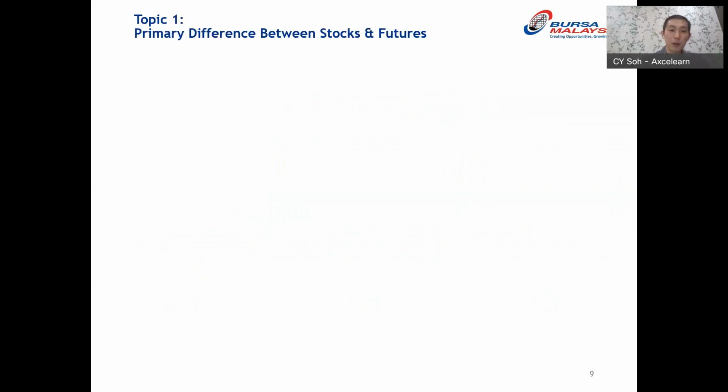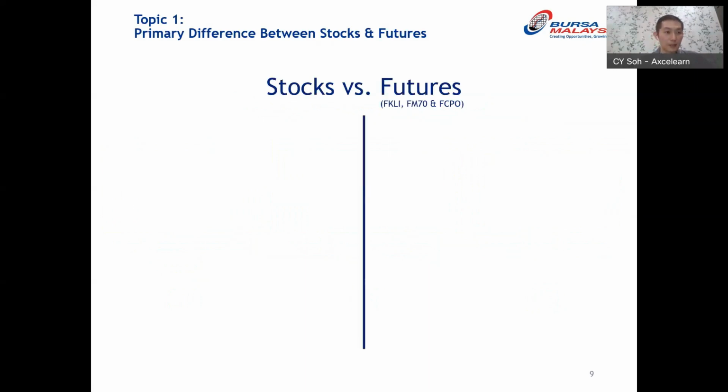Now, let's come back to the primary differences between stocks and futures. Some of the answers you already know, but some of it I want to cover in greater depth. Generally in Malaysia, we have the stock market as well as the futures market. In the futures market, we have the popular FKLI, FM70, as well as the FCPO market. So let's look at the differences. In stocks, of course, you can only trade one direction, and you are only able to profit during up markets. In down markets, you are unable to profit from stocks unless you do short selling. For futures, you can trade both directions.